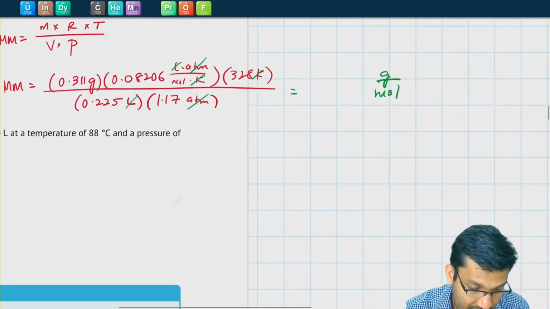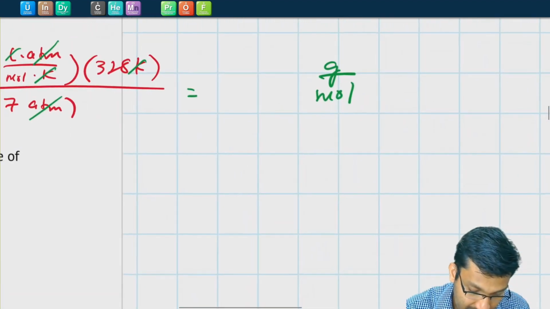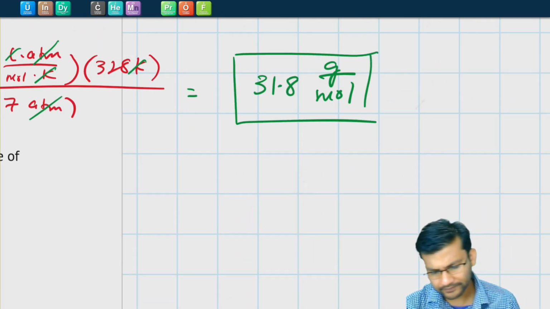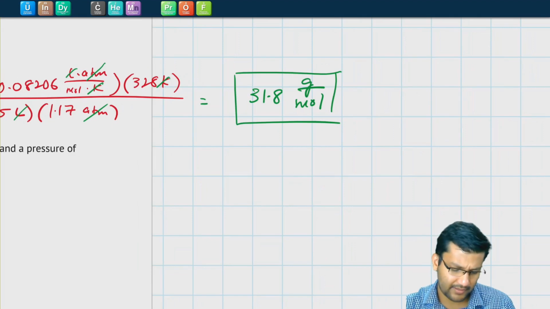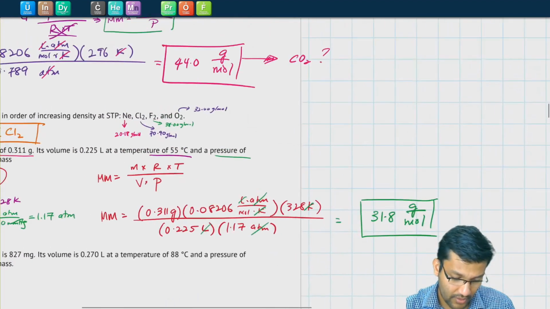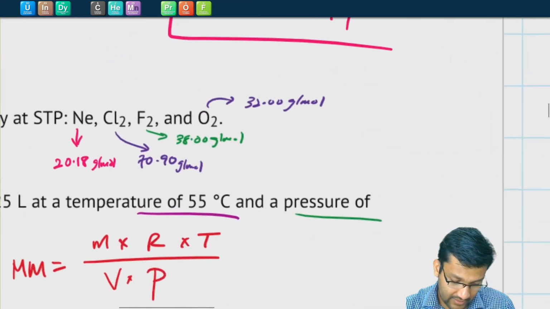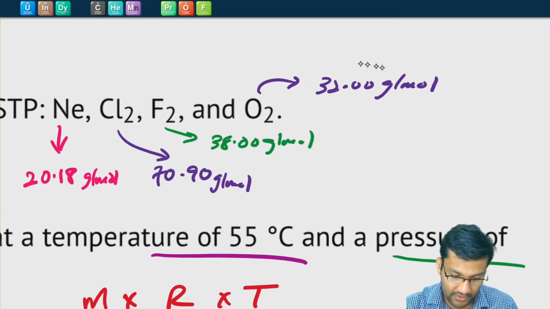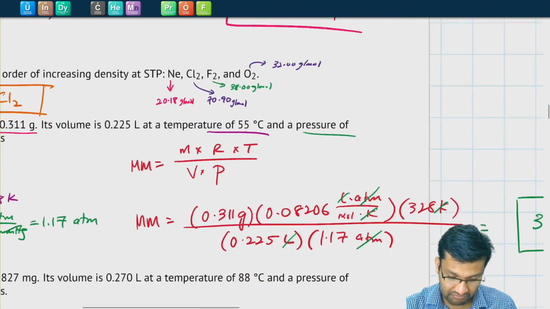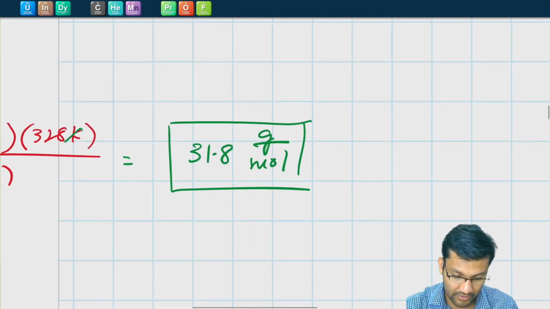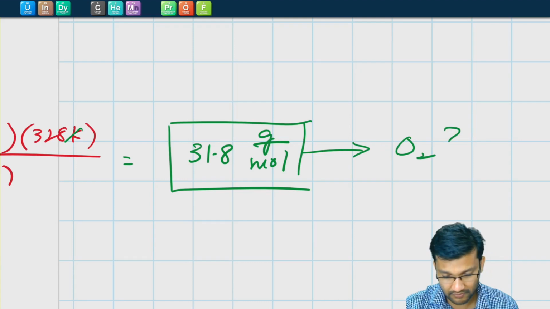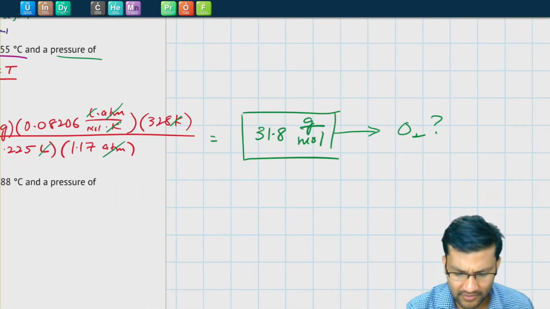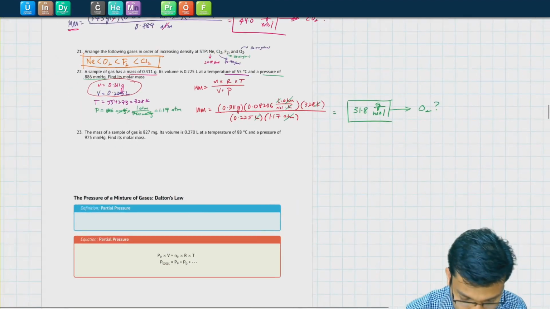I plug all of this into my calculator and I get, I believe, 31.8 grams per mole to 3 sig figs. Now you might be wondering what gas is that? According to this little table of molar masses of these gases that we did earlier, 32 grams per mole is oxygen, which is close enough to 31.8 grams per mole. So maybe this is oxygen. And it's just a little bit of rounding error that 31.8 to 32 is not that big a deal.